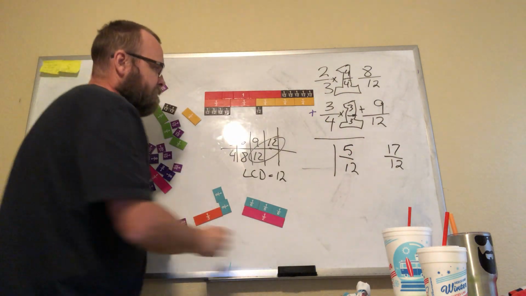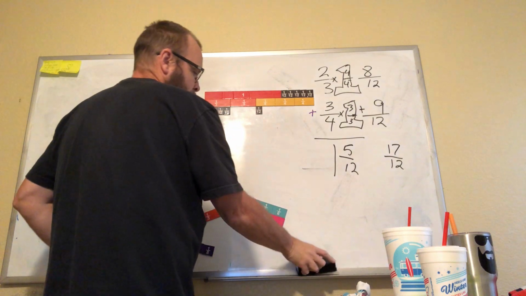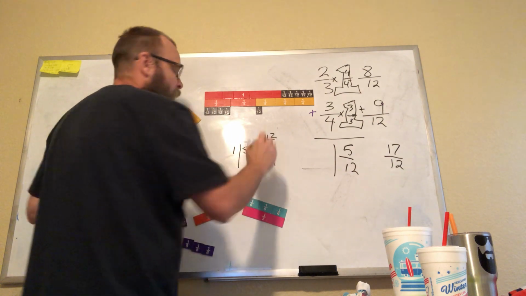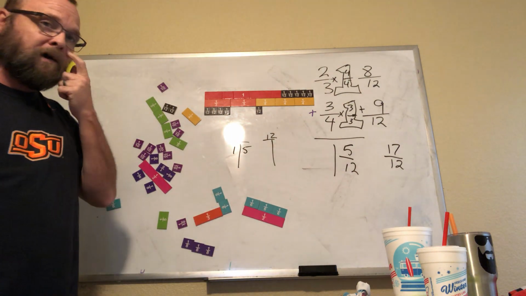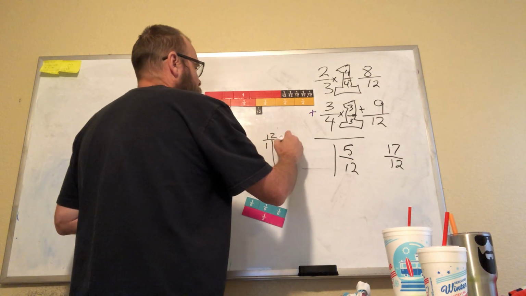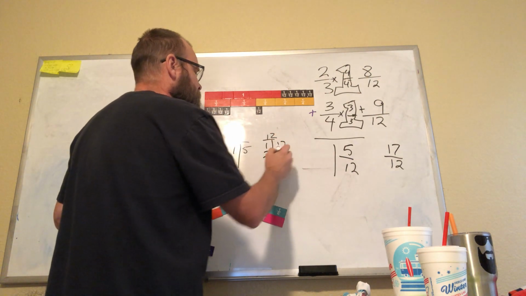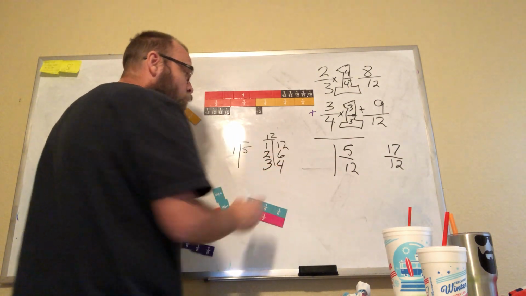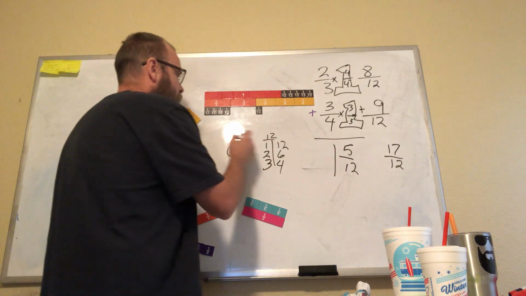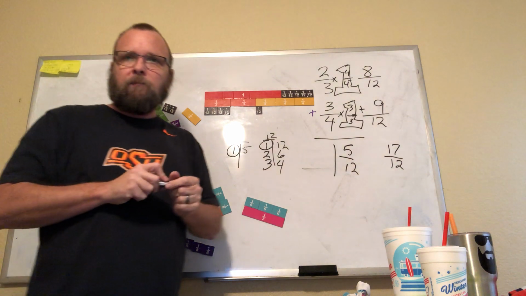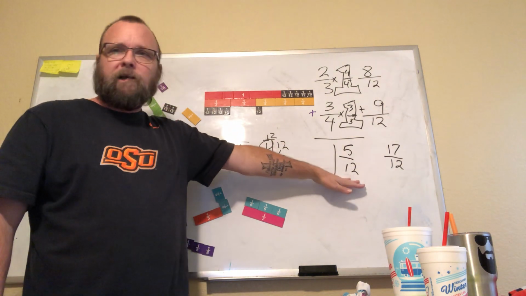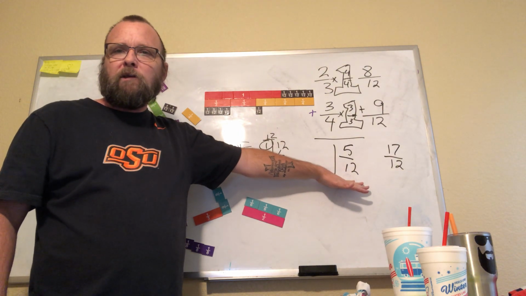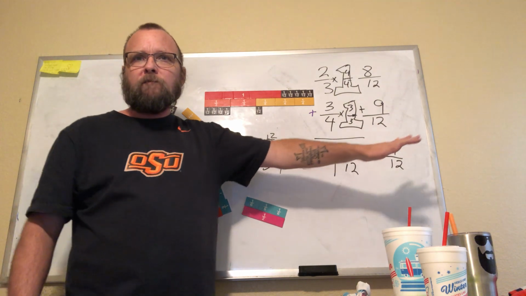And I can check to see if I can simplify 5 12ths. Five is prime, so the only factors 5 has are 1 and 5. For 12, we have 1 and 12. It's an even number, so 2 times 6. The sum of the digits, 1 plus 2, is 3, so we're going to have 3 times 4. The only thing they have in common is 1. If the only thing they have in common is 1, that fraction is already simplified. So our final answer is 1 and 5 12ths.